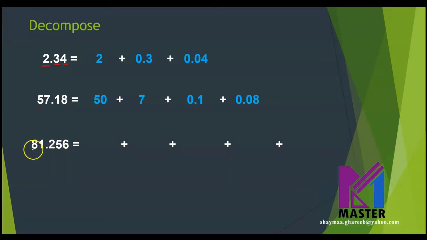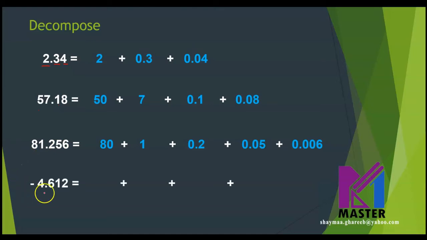So now let's start with the digit 8. It is in the tens place, so it will be 80. 1 in the units place, so it will be 1. 2 in the tenths place, so its value will be 2/10, 0.2. 5 in the hundredths place, so its value is 5 hundredths, so we write it as 0.05. And the 6 is in the thousandths place, so we read it 6 thousandths. Its value is 0.006.